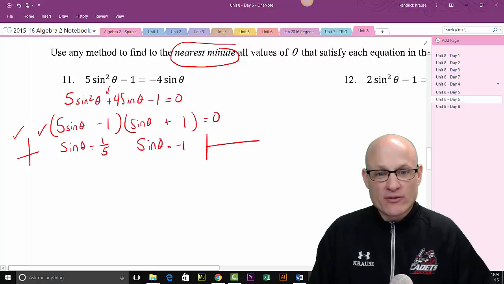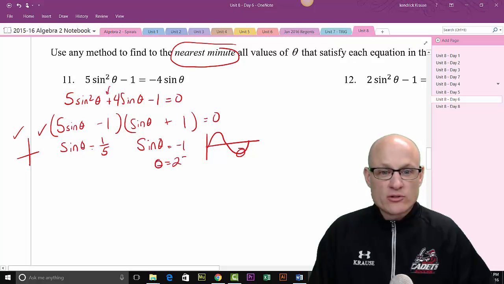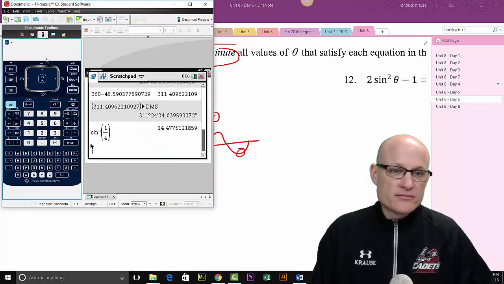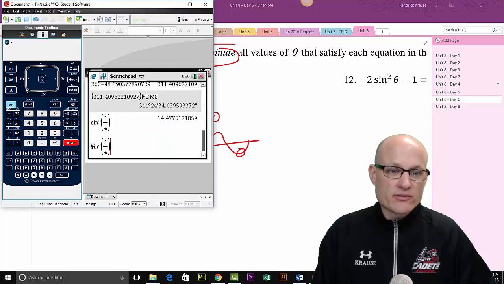And again, remember the graph. It's equal to negative 1 at 270 degrees. So in this case, theta equals 270 degrees. This one's a little trickier. Not much. I'm just going to use that same thing, except in this case it's 1/5.